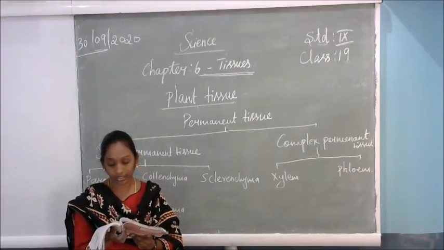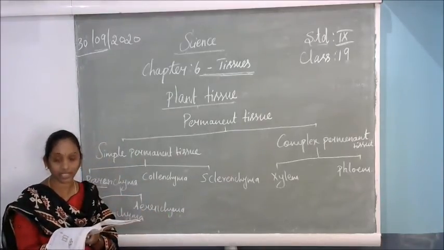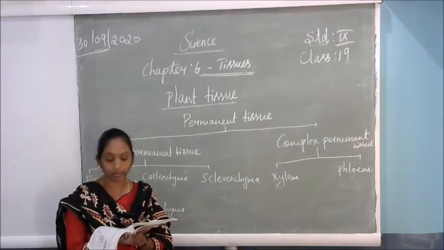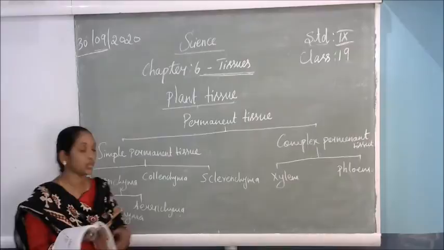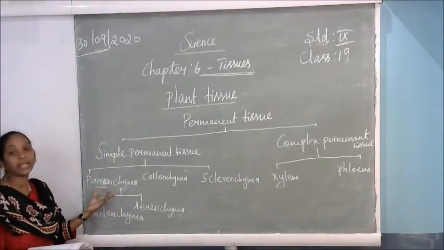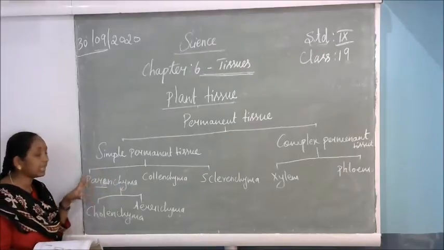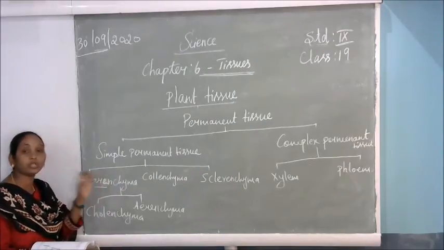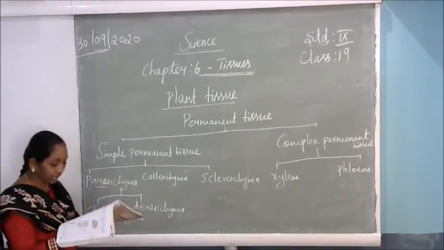These tissues provide support to plants and also store food. Because of this intercellular space between the cells, the tissues provide support to plants and also store the food. So what is the important function of the parenchyma? It stores the food, because inside the tissue there is more space. In that space it can save the food.